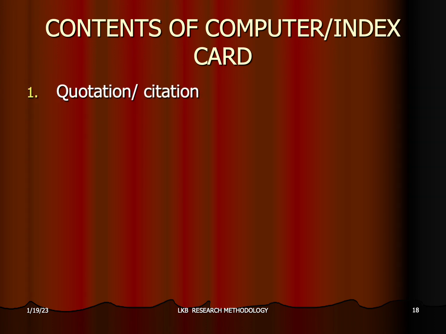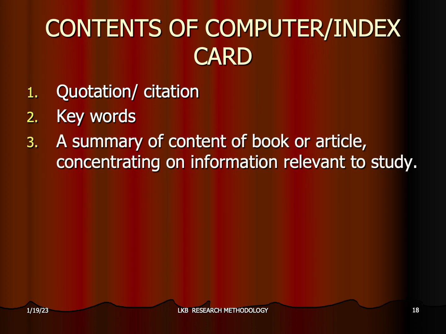So initially, what was the content of the index card? It would have a quotation or citation. Well, quotation or citation means we have the whole details of the author and the year, and then we'd have the keywords of the article, and then we'd have a summary of the content of that book chapter or article you've read, and basically you'd concentrate more on the information which was relevant to your study.